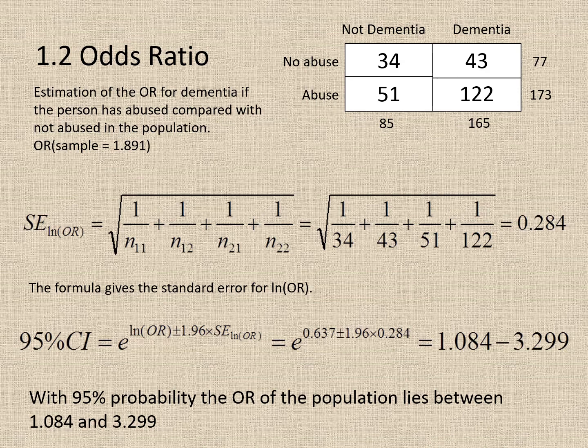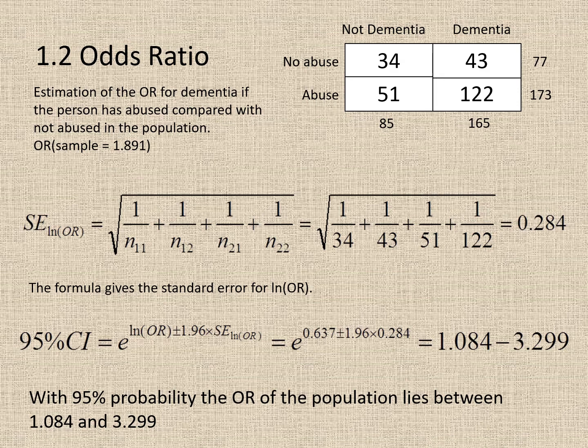And in order to calculate the 95% confidence interval, we do it the same way as before. If you use the minus here, and then e raised to this, we get 1.084. If we use the plus here, e raised to this, then we get 3.3.